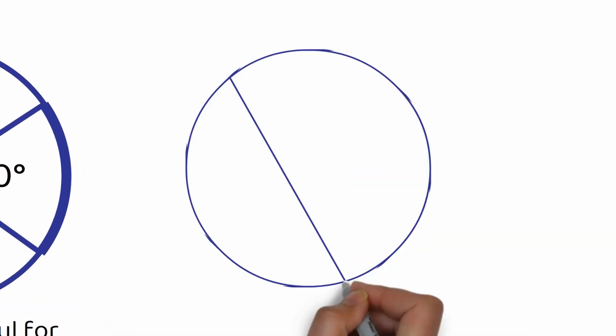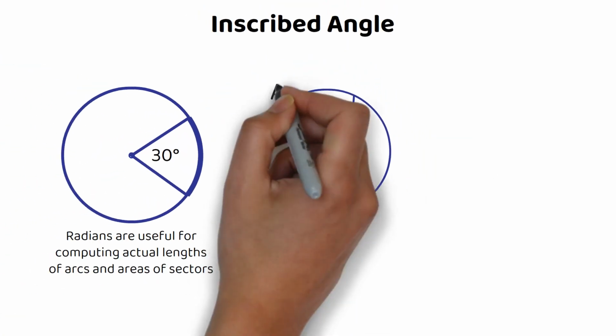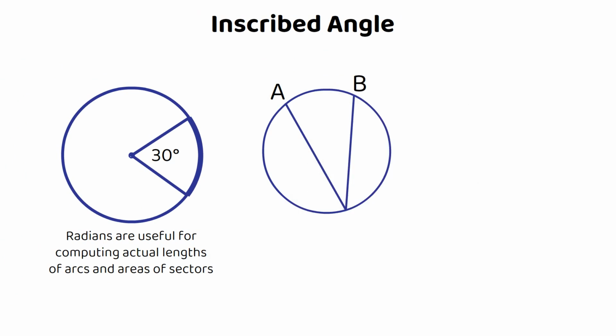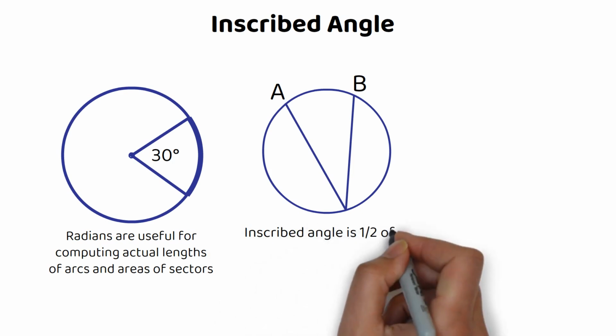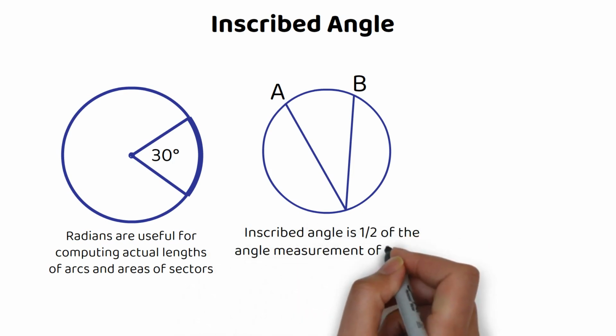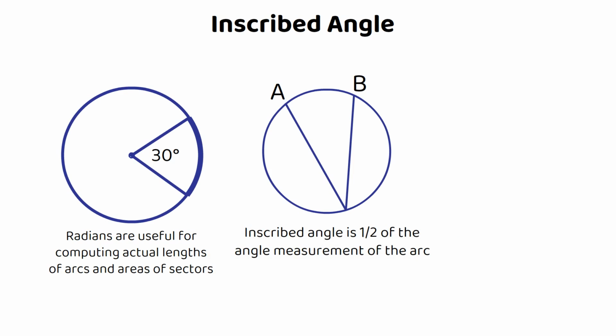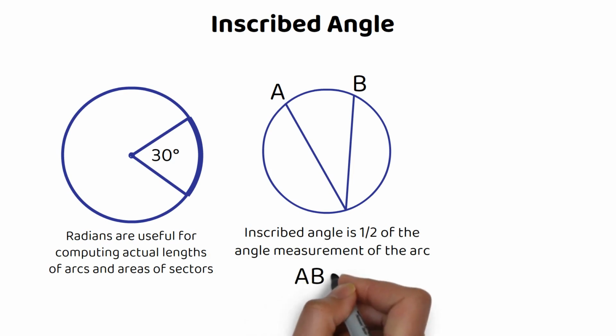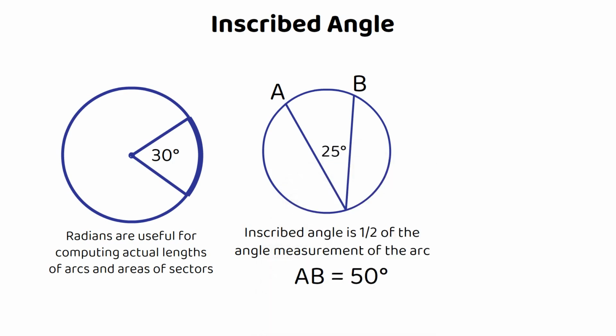An inscribed angle is an angle produced by two intersecting chords on a circle. We say that the inscribed angle is inscribed, in this case, by arc AB. The inscribed angle theorem says that the inscribed angle is 1/2 of the angle measurement of the arc. For example, in our case, if arc AB is 50 degrees, that will mean that the inscribed angle is 25 degrees. There are multiple important consequences of this theorem.